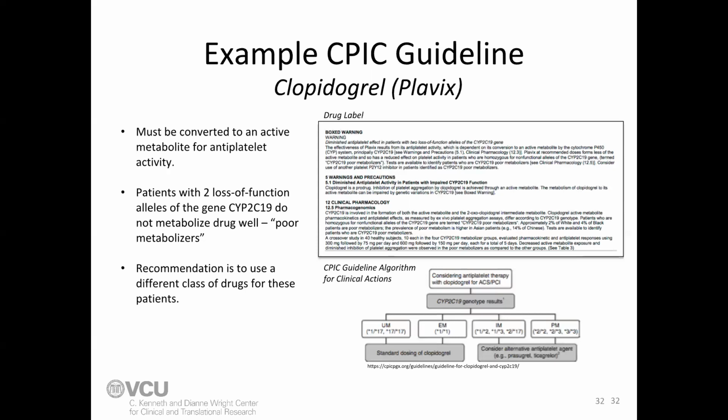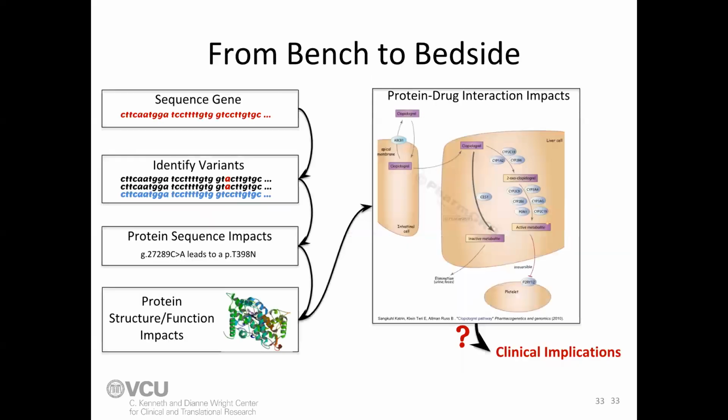The University of Florida has actually implemented these CPIC guidelines in their clinics, where if a patient is, say, prescribed clopidogrel, they will get a message box up asking, have you done genotyping of the patient? Yes or no? Do you want to do genotyping of the patient before you prescribe this medication? So they actually have to take an action, and they're aware of these implications.